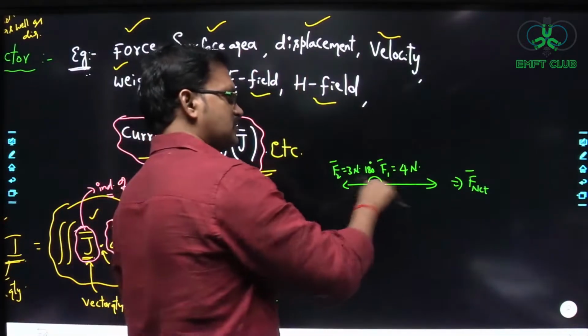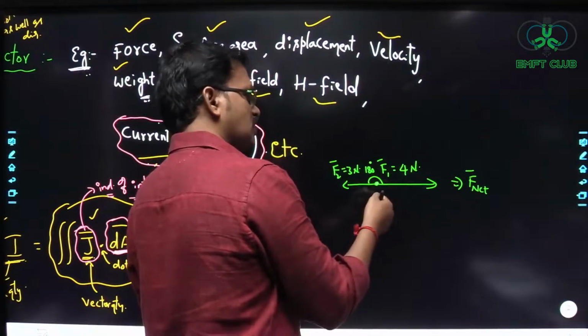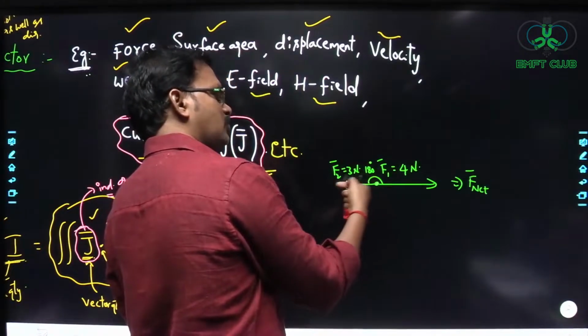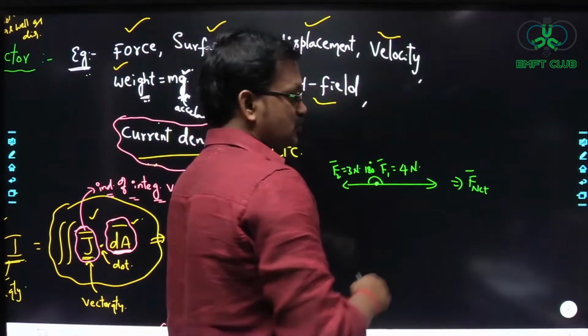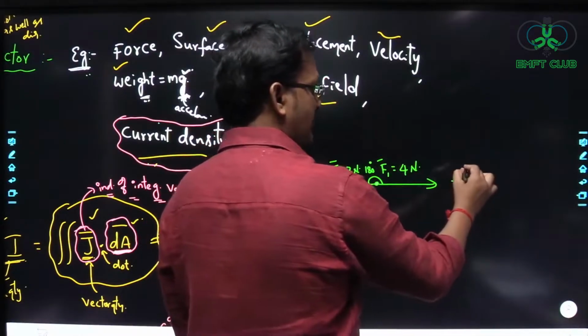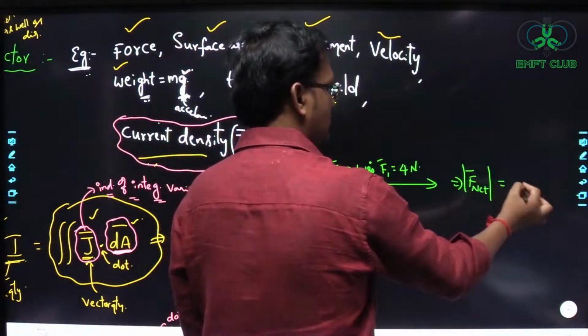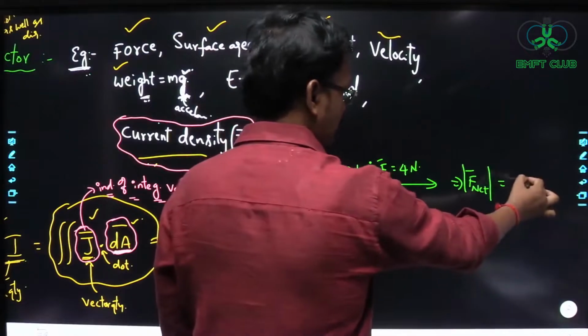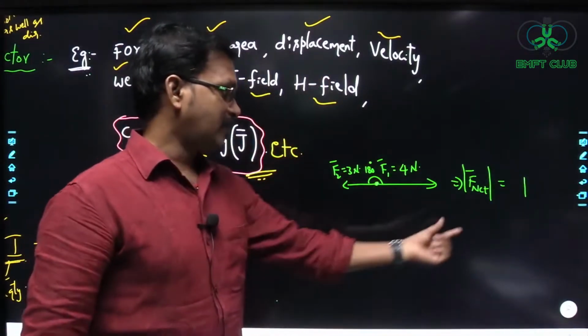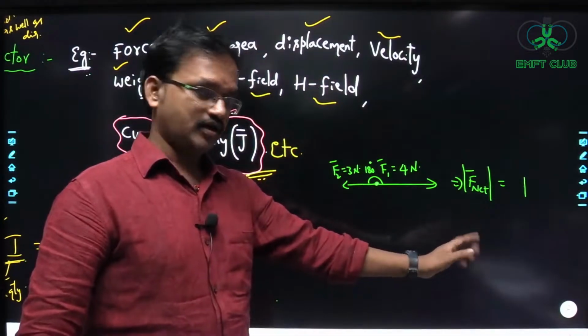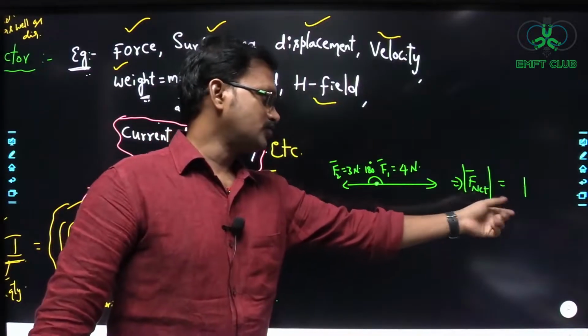See, F1 bar is acting in this direction, that is 4 newtons, and F2 bar is acting exactly opposite direction, that is 3 newtons. So the magnitude of net force will be equivalent to what? Will be equivalent to 1. I am writing only magnitude here. Right. So here the net force magnitude is equivalent to what?